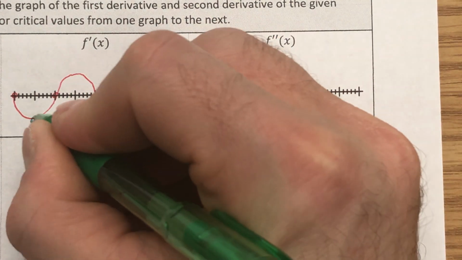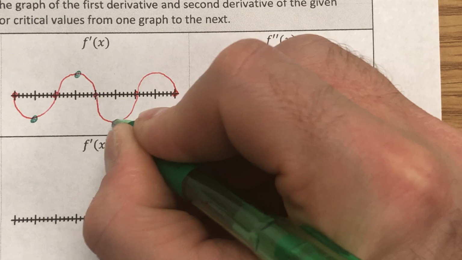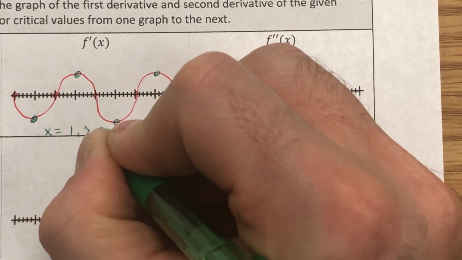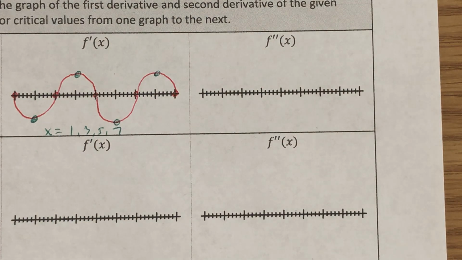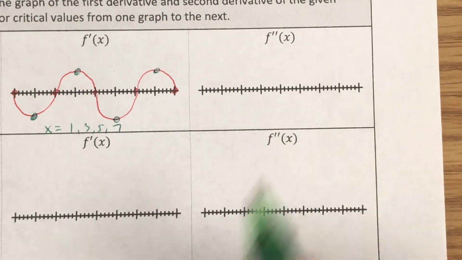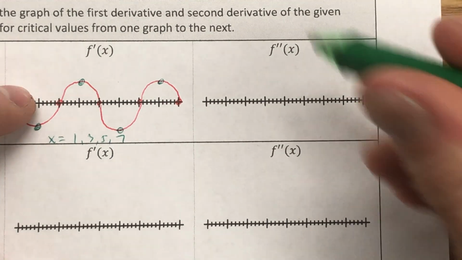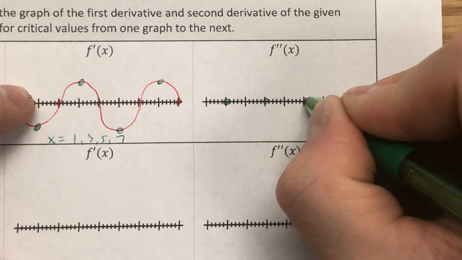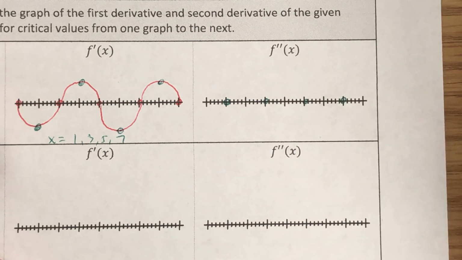I'm going to find those critical values and say, okay, x equals 1, 3, 5, and 7. I'm going to use those points to graph this. So add 1, 3, 4, 5, 6, 7.